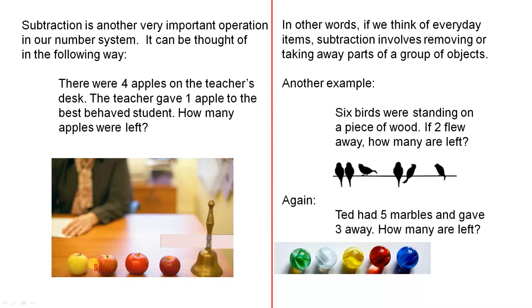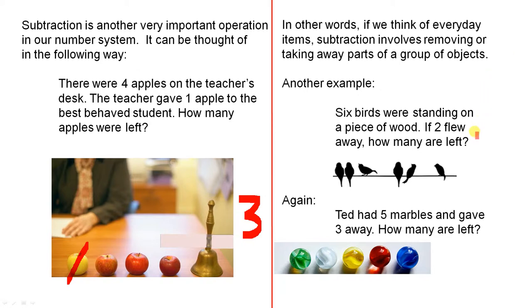So here are the 4 apples. Think of these as a group of apples. One of these apples was given to a student, so that is no longer there. That is, it was removed or taken away from the group. How many are left? 1, 2, 3. So that's very straightforward. In other words, if we think of everyday items, subtraction involves removing or taking away parts of a group of objects.